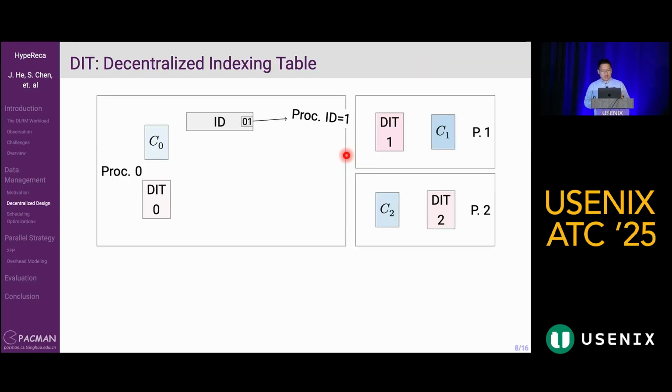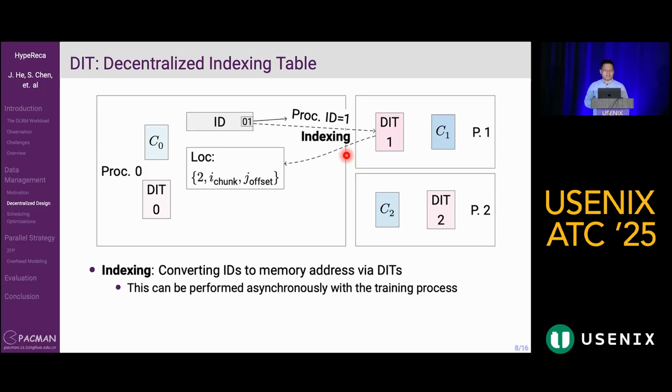So let's see our first technique, DIT, or decentralized indexing tables. It could be used to manage the embedding vectors to move the data efficiently. The DIT can be split into 2 parts. The first, we call it indexing. It's used to convert IDs to memory addresses. The DITs are replicated on all the GPUs, so any worker can do it independently. First, the IDs are hashed and point to one DIT. In this example, the ID 1 is pointed to the DIT 1. So this step is simple hashing.